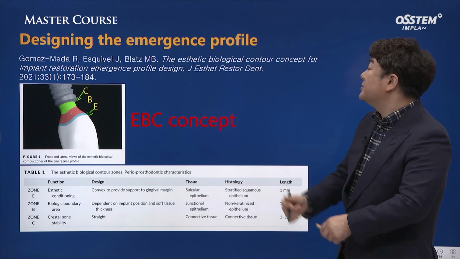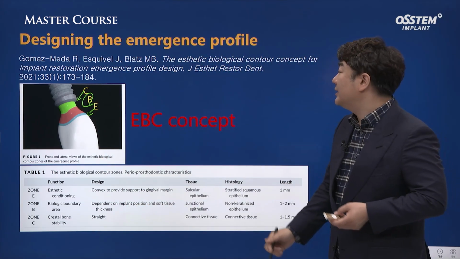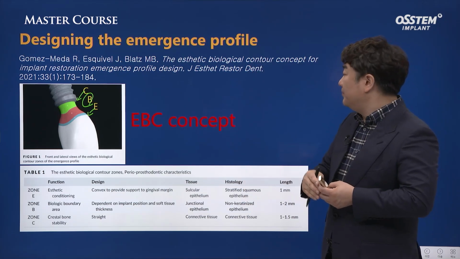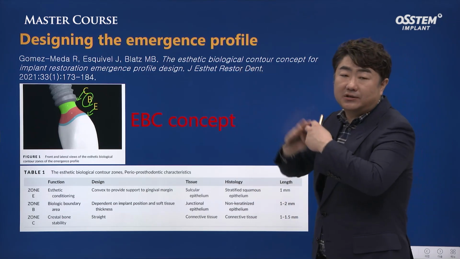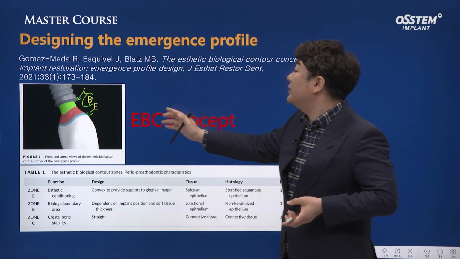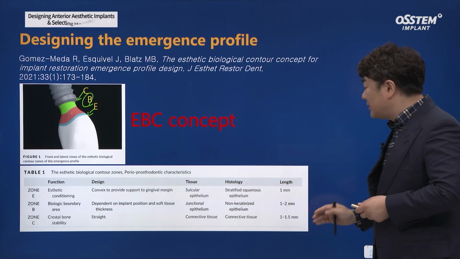And in the B area, depending on implant positioning, if it has been placed buccally, it can inevitably become concave, but if the implant has been placed palatally, you can add convexity to it. So this is a more specific guide.